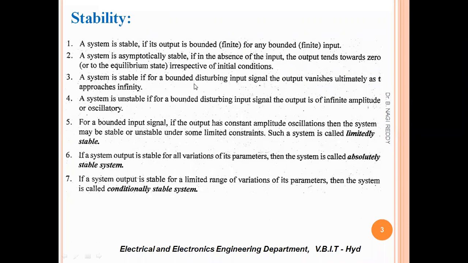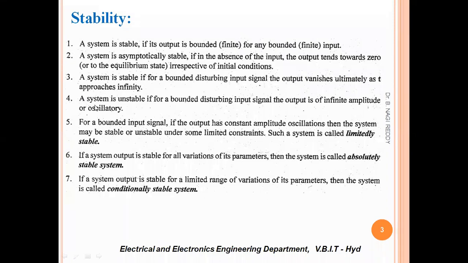Now the next definition of stability. A system is stable for a bounded disturbing input signal if the output vanishes ultimately as t approaches infinity. That means if the input signal is bounded, then the output becomes completely 0 when t is infinity. When the time reaches infinity, the output vanishes completely.